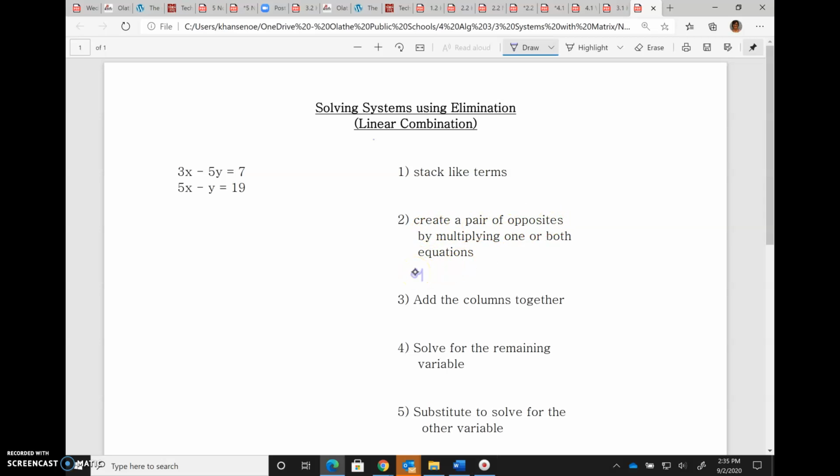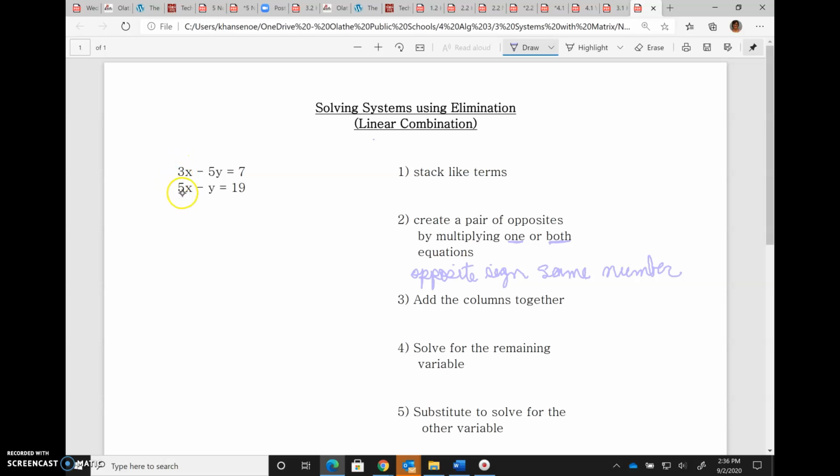Remember, that means opposite sign and same number. Okay, opposite sign, same number. So you might have to multiply one of the equations or both of the equations in order to get that to happen. So we're going to look here.